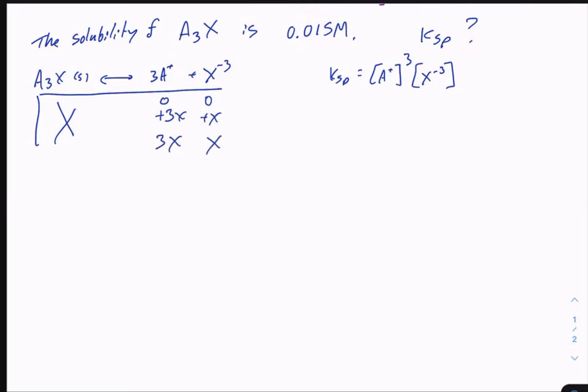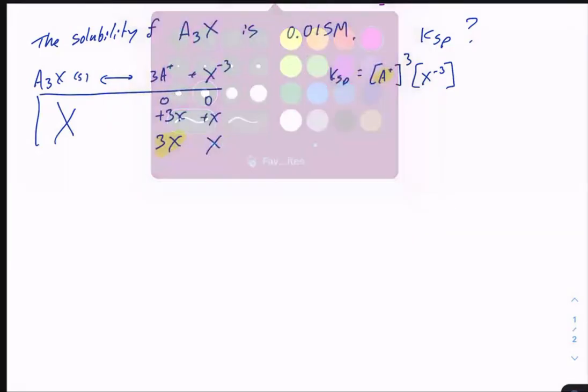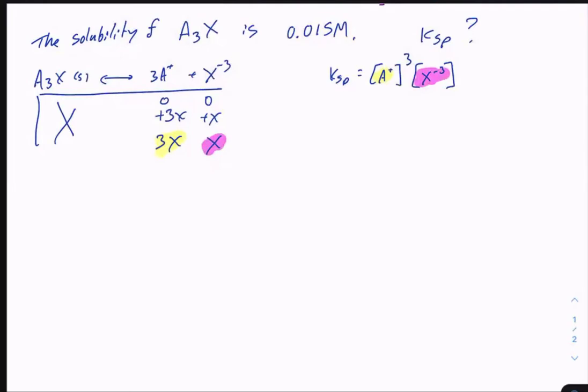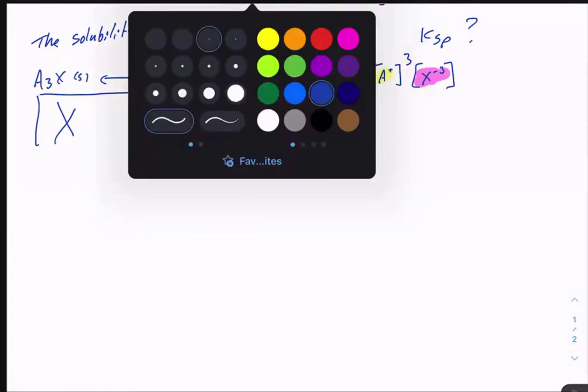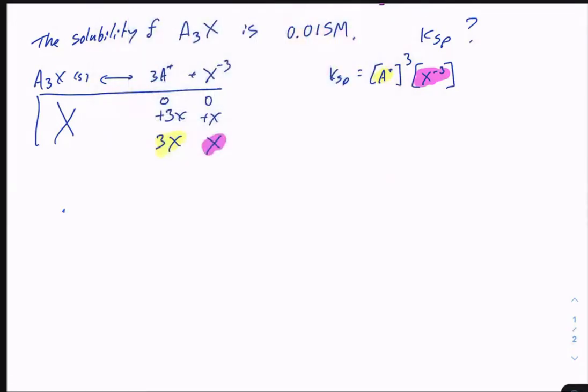I fill out my ICE table to remind myself that A is increased by a factor of 3x. So now, let's substitute. Oh, I shouldn't have used x. That's a little confusing. But wait a minute. I'm doing more work than I need to. Back up the truck. Didn't have to do this at all.